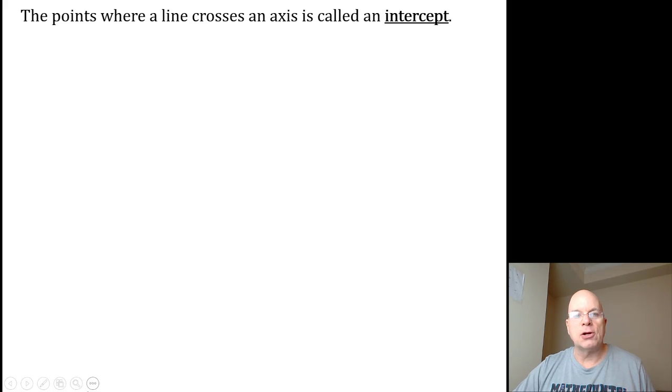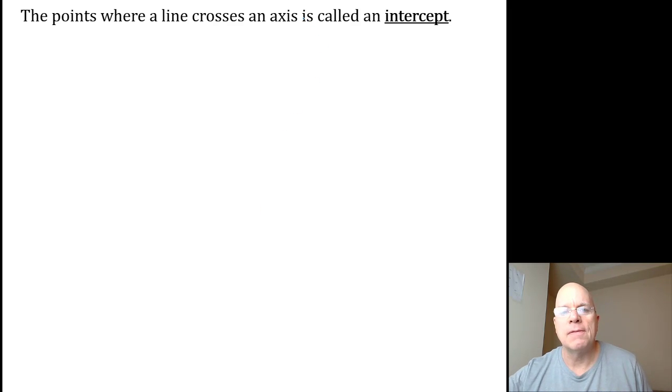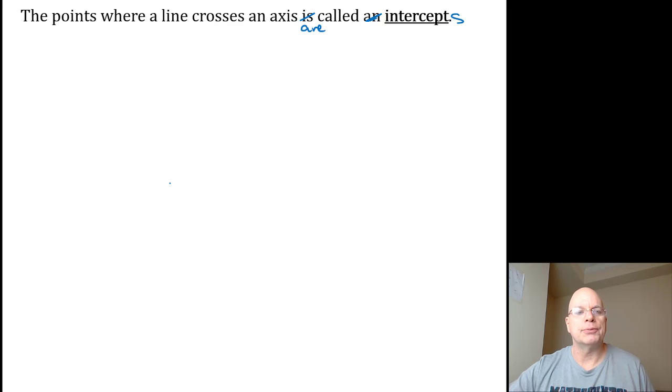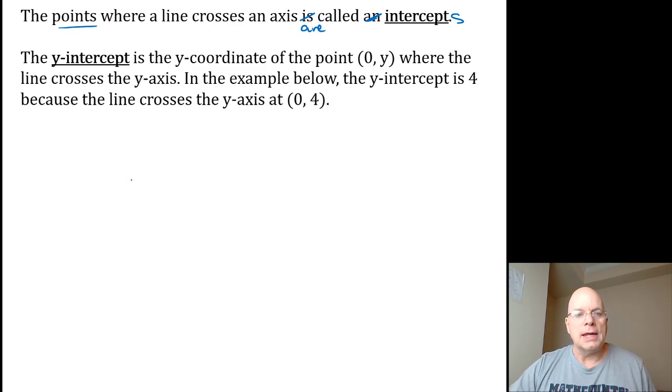The points where a line crosses an axis. I feel like I have some bad grammar here. The points are called intercepts. Bad grammar, sorry. Plural. The point. It would have been better maybe if I just said the point. But there are two. There's an x-intercept and a y-intercept. Almost always, except for vertical or horizontal lines. In any case, the one we mostly concern ourselves with is the y-intercept.